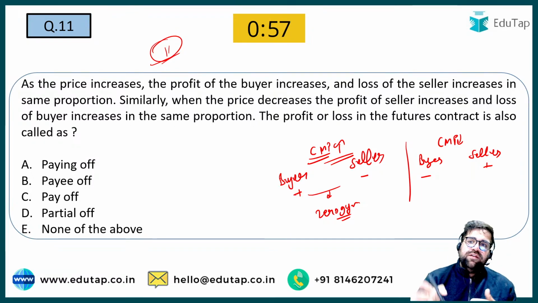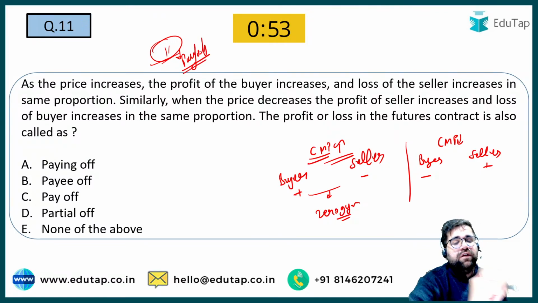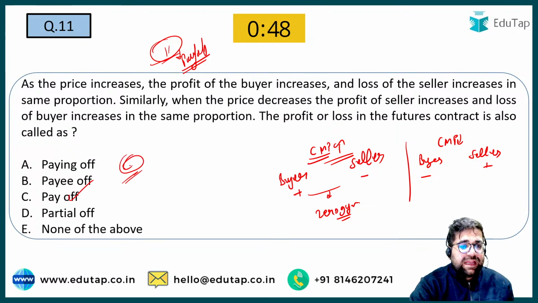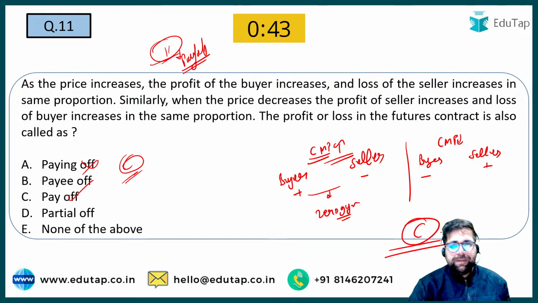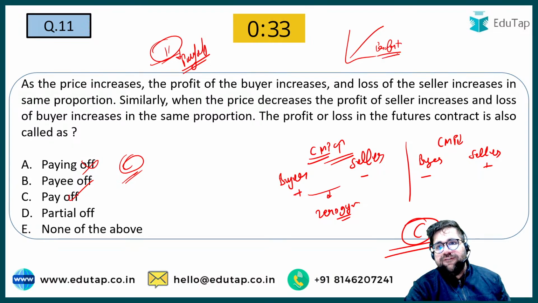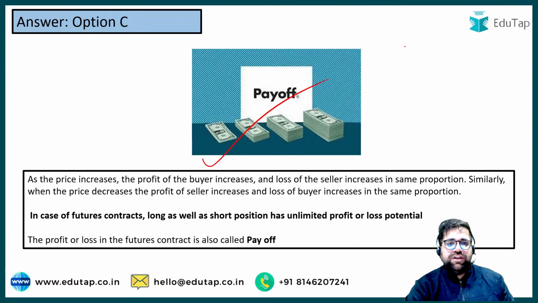The profit and losses in the futures contract is basically known as payoff. It is known as payoff curve. Okay. So over here the correct answer will be option number C, not A. Paying off is not the correct term. The correct answer will be C. Okay. Payoff. Payoff basically is a kind of a future profit graph. For example, this is the profit graph for buyer. I can also call it as payoff. Payoff graph of buyer. As simple as that. Okay. So the correct answer was option number C.